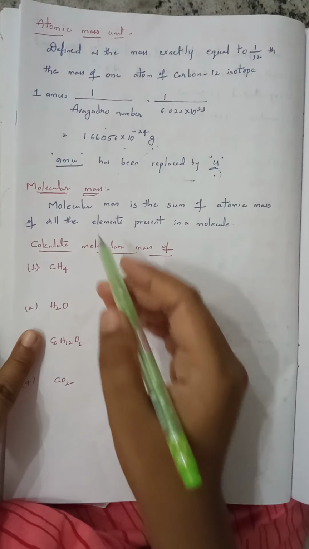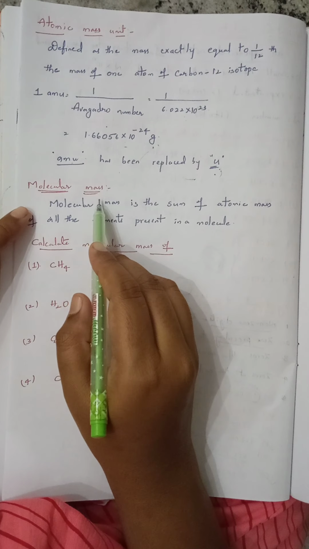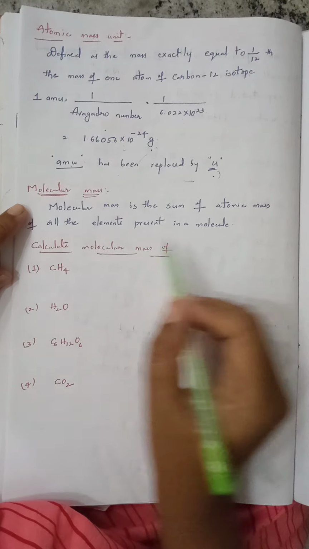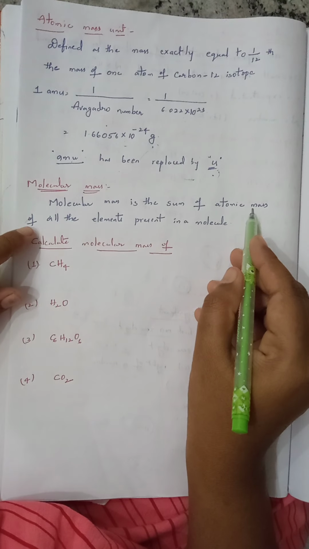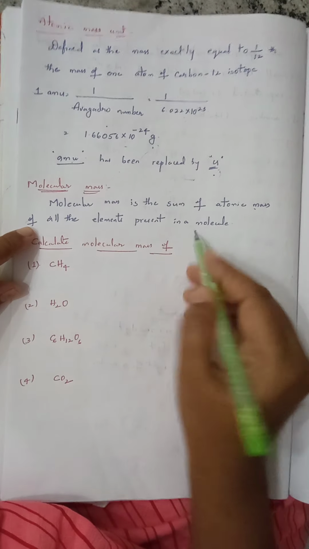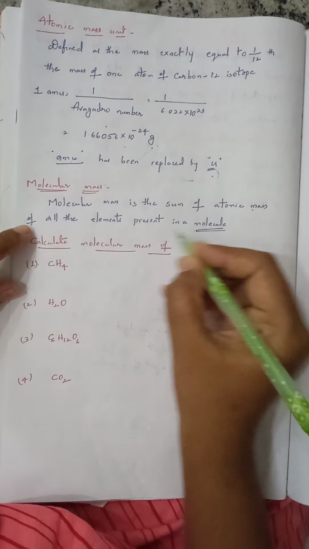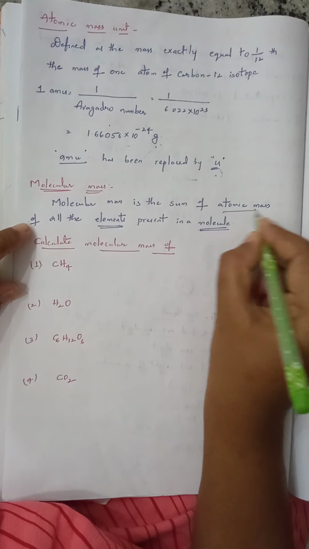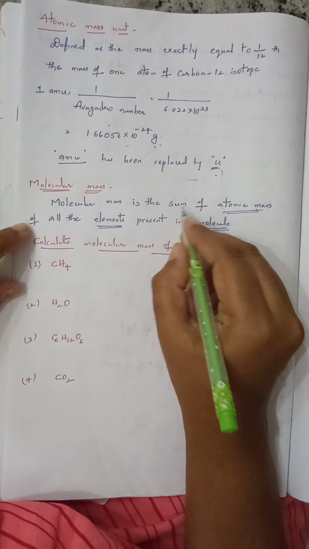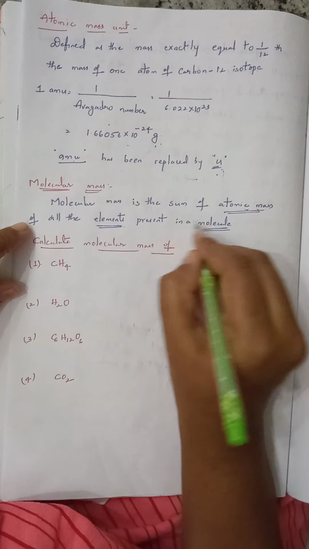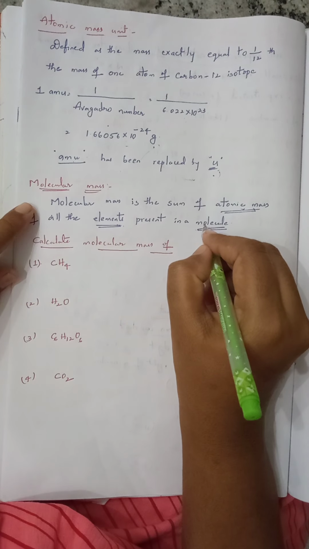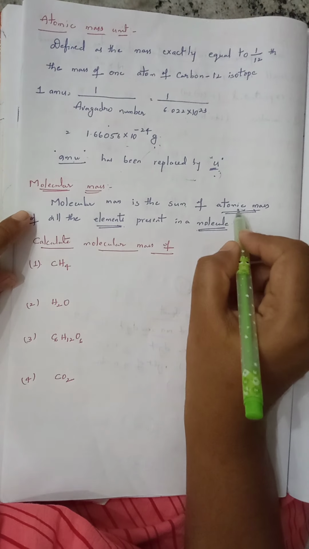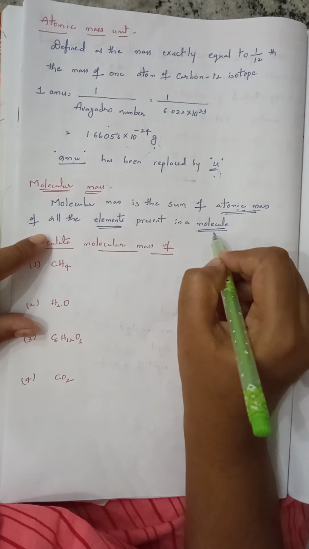Now we want to see another term, molecular mass. It is very important, listen carefully. Molecular mass is the sum of atomic masses of all the elements present in a molecule. If you take one molecule, it will contain many elements, and each element has a certain atomic mass. The sum of those atomic masses is called molecular mass.